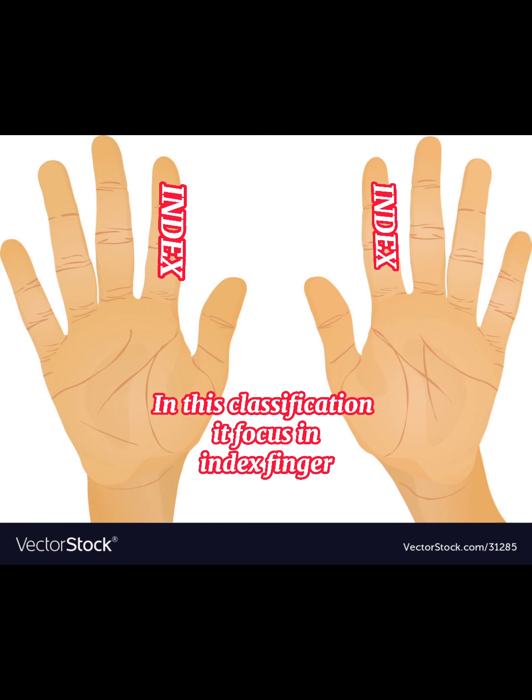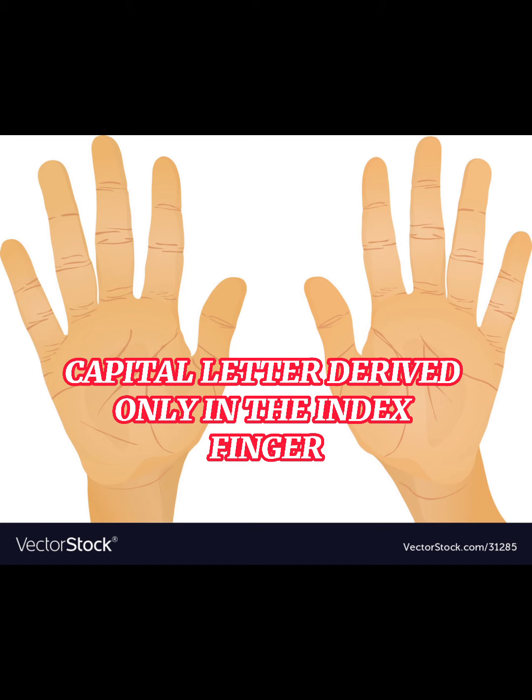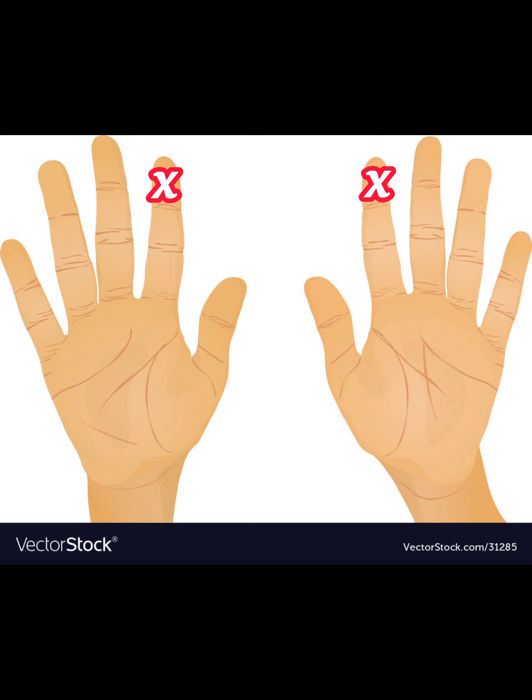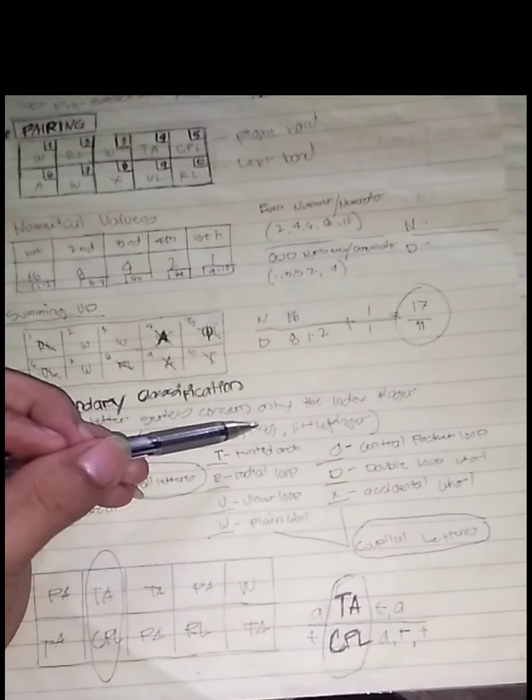Secondary classification. In this classification, it focuses on the index finger. Capital letters are derived only from the index finger. In secondary classification, capital letters series concern only the index finger. So, small letters are for the thumb, middle, ring, and little finger. R, radial, A, plain arc, T, tinted arc.